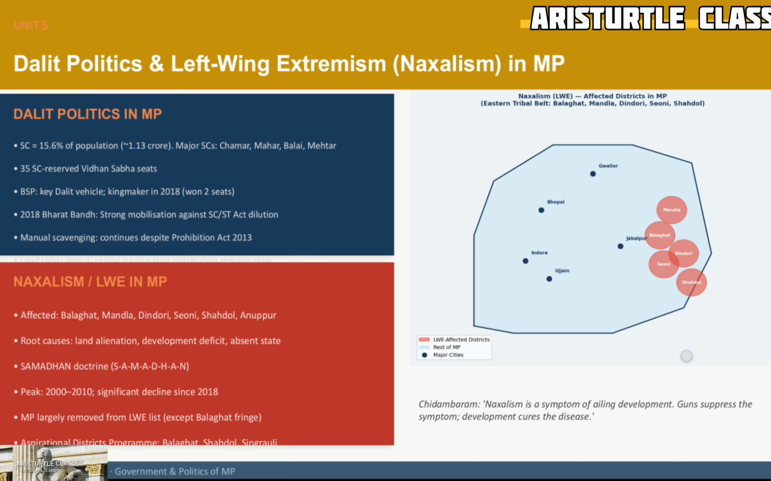MP suffers from Naxalism in its northeastern part of Palaghat, Manlat, Dhinori, the part which shares its border with Chhattisgarh. But right now, in 2026, the Indian Home Ministry claims that they have reduced Naxalism to the extent that it is almost vanished.